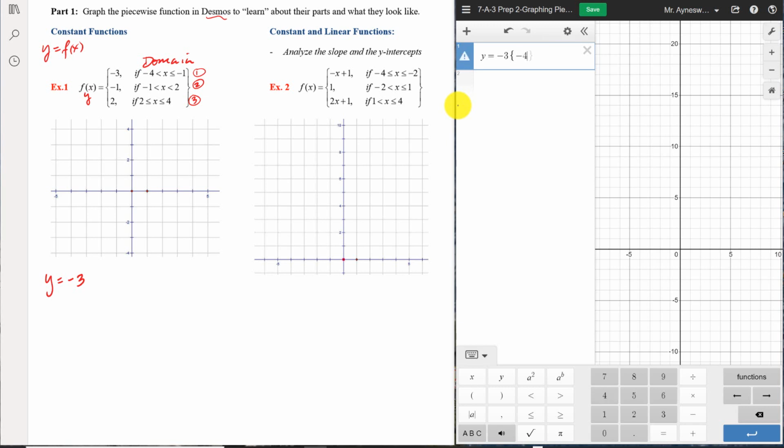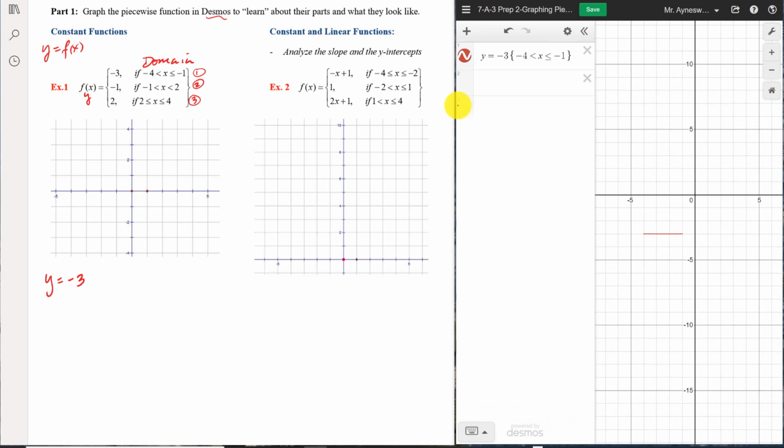So you go -4, less than. See, on the keyboard are these less than and greater than symbols. All right, x, which is less than or equal to -1. You just type it in, and then you'll see the restricted function.